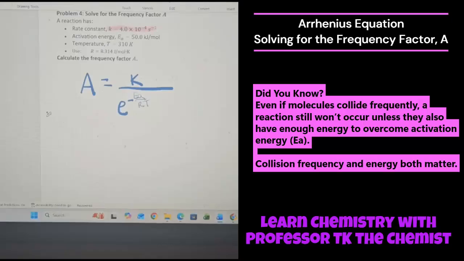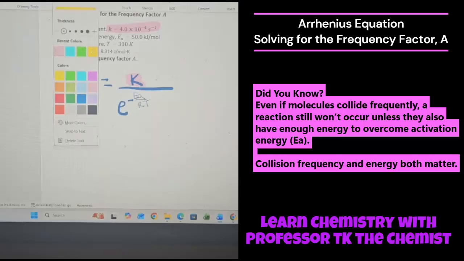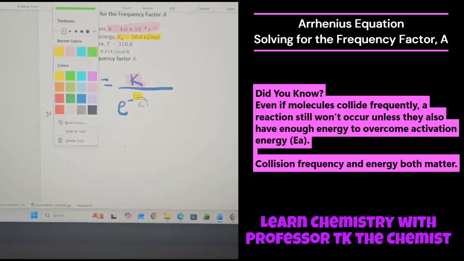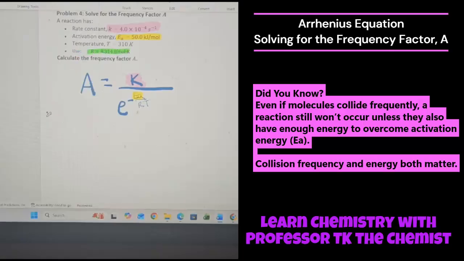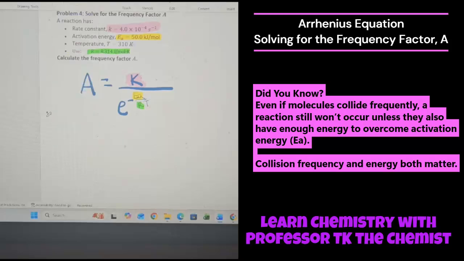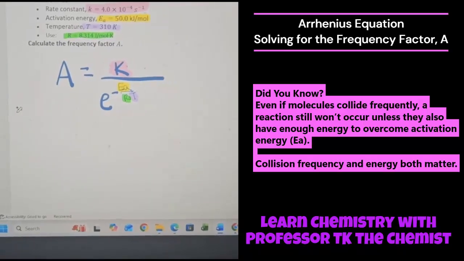Here we go. Here's your K. Look for the units. The units tell you also what you're working with. Here's your E of A. You already know your R. And they also gave you the T. So guess what? Just plug in the numbers.